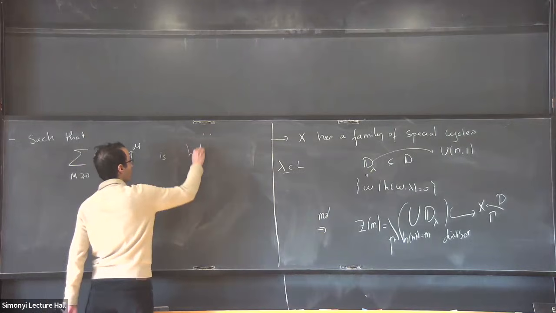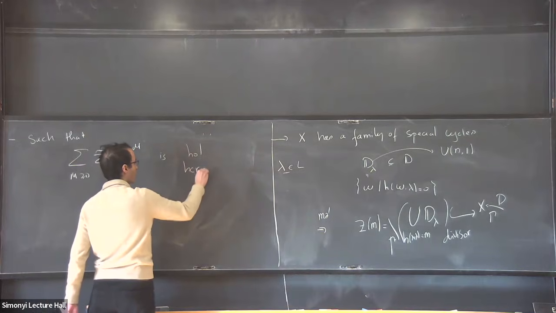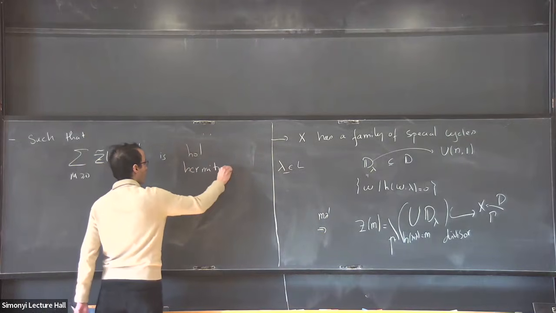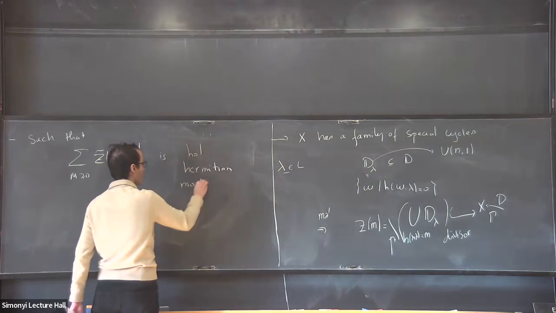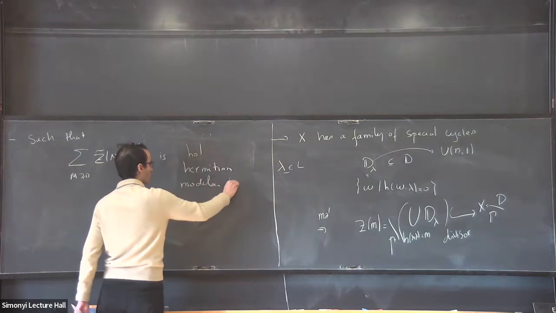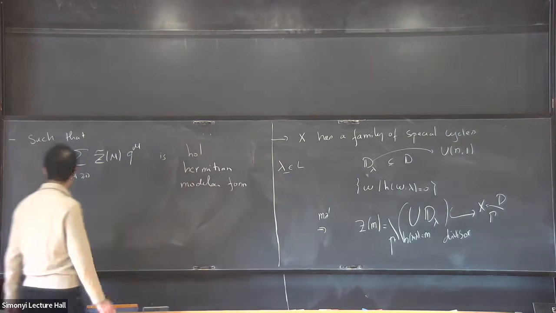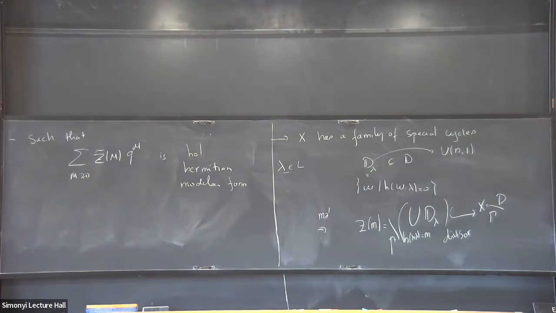Is holomorphic permission modular form the same weights and level? Do you know why Kudla conjecture is number 2? Number 2? Yes.